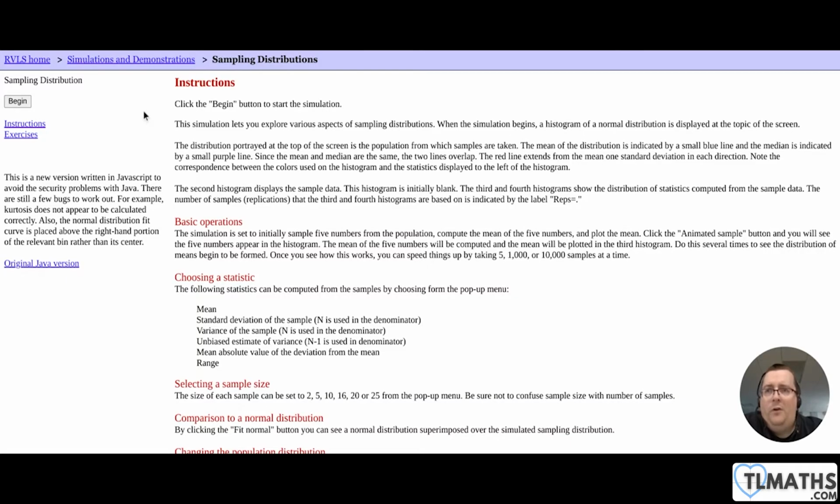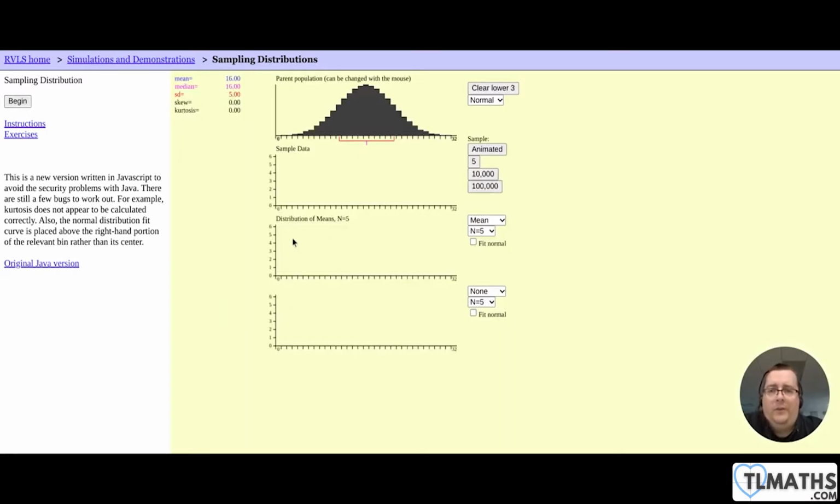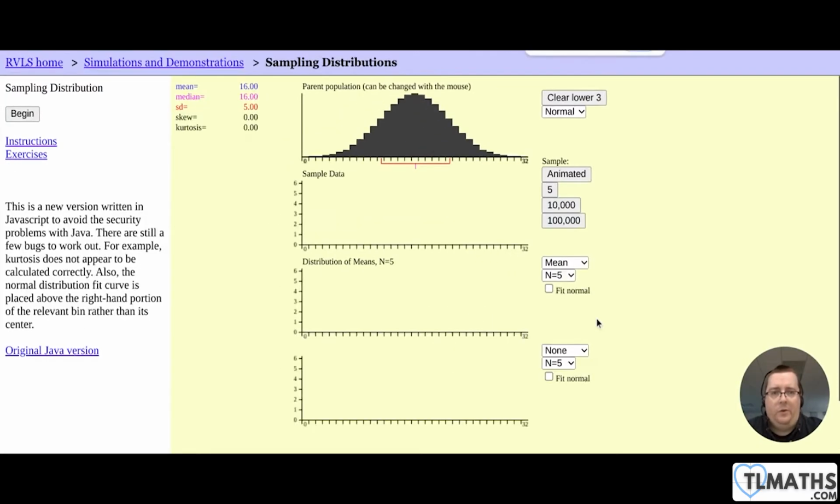So this is from onlinestatbook.com. Really, really good website. As I said, it does look a bit old school. I'll just make it a little bit bigger, but it does exactly what I want it to do. What you're seeing on the top graph is the parent population. So this is the population of all those fish in the lake.